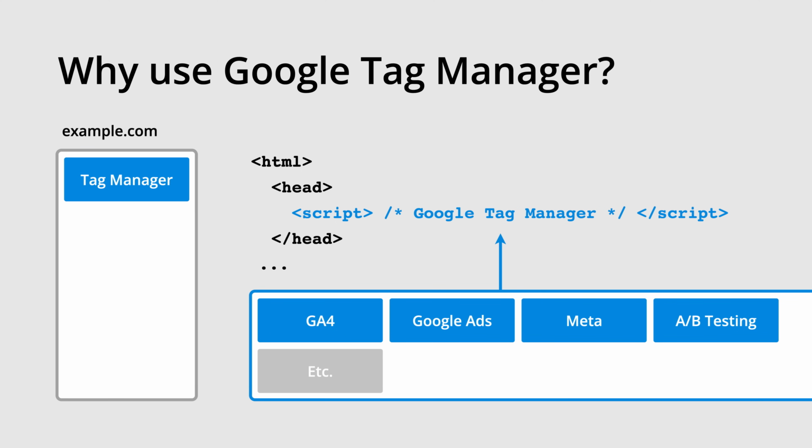With Google Tag Manager, we add one piece of code to all of the pages on our website. This is called the container. We then configure Google Tag Manager to fire tags on particular pages or for particular actions. So that's really the key benefit of Google Tag Manager. It lets you centrally manage all of your tags. Now let's cover some important terminology.